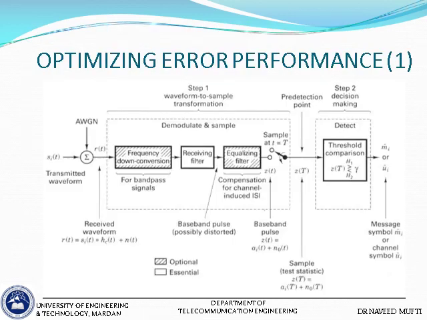So as I said, we have to optimize the error performance. To optimize, or minimize, the probability of error in the context of an AWGN channel and the receiver shown here in this figure, we need to select the optimum receiving filter in step 1. We need to select an optimum receiving filter here and an optimum decision threshold here.